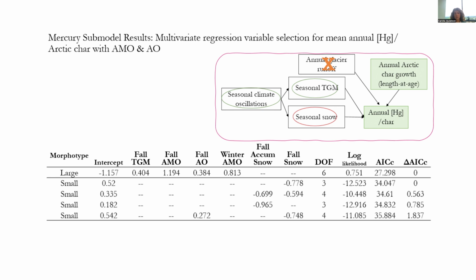So I should have mentioned too that all the environmental data was scaled prior to the modeling process. So when you're looking at the coefficients in these tables, you can interpret them as you would interpret effect size because of the scaling that went into it. So a large effect size of the fall AMO on the large morphotype char.